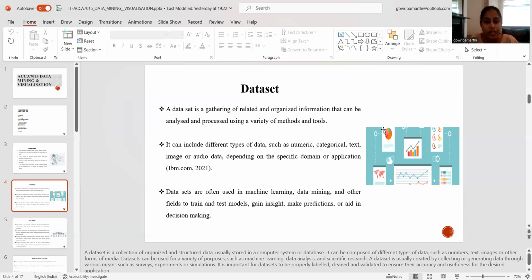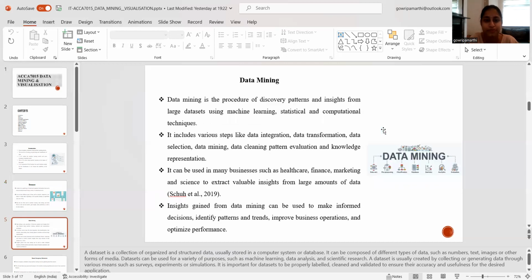It is also often used in the machine learning process. Data sets are not only used in machine learning and data mining, but also in other fields like training, testing models, making predictions and aiding decision making. Data sets are also used in the machine learning process and for some decision making information. So this will be used for many objectives.